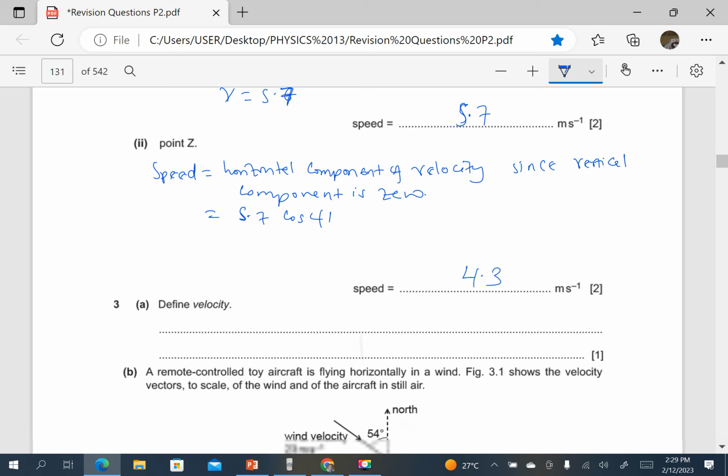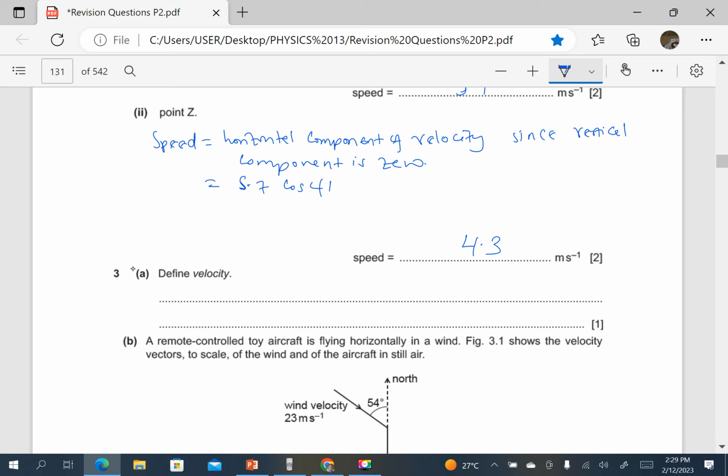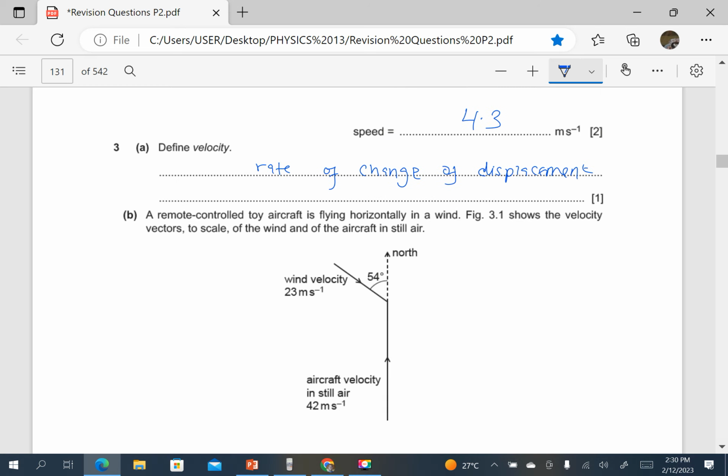Okay, define velocity. Of course, velocity is the rate of change of displacement.